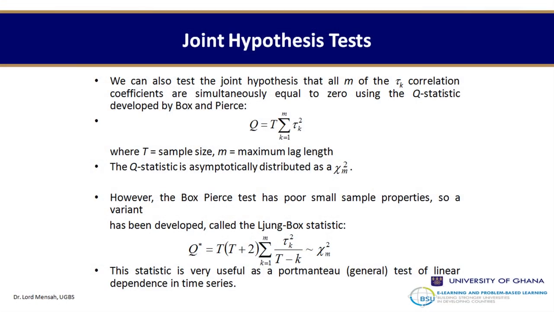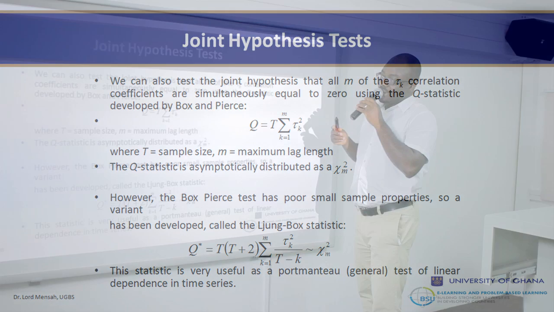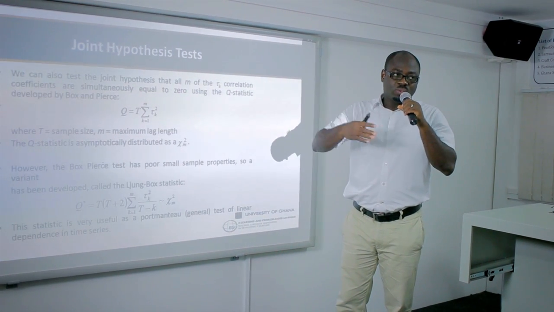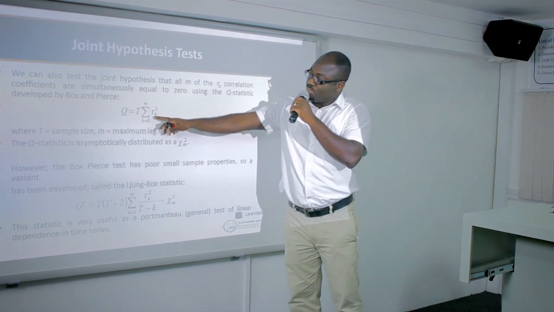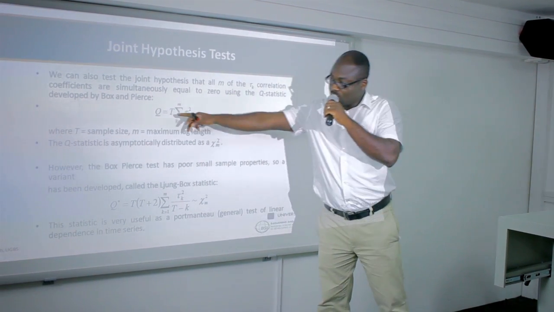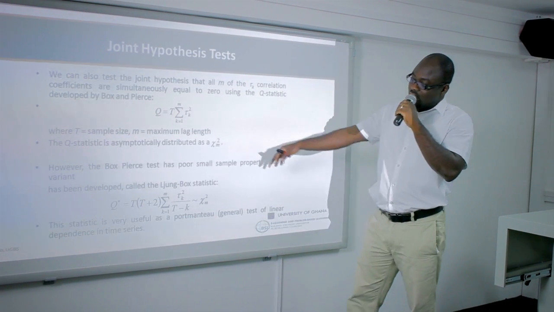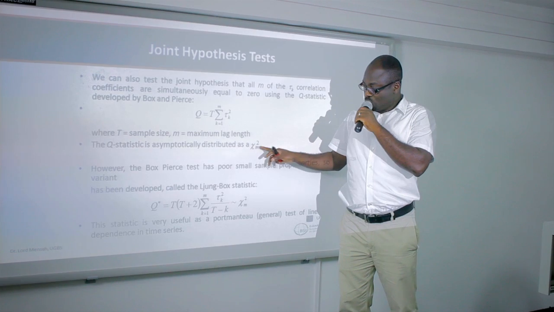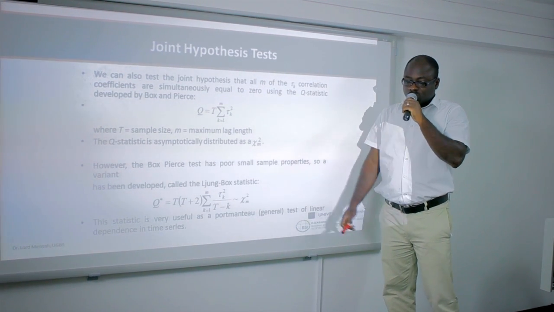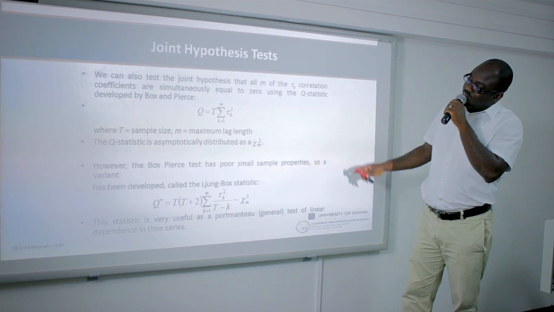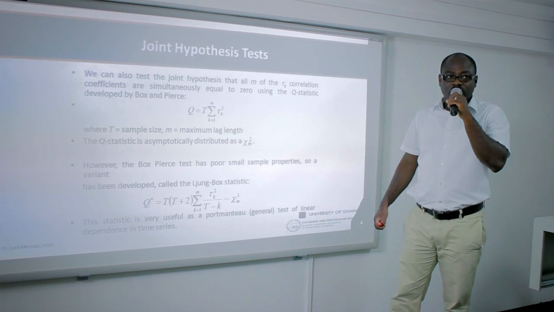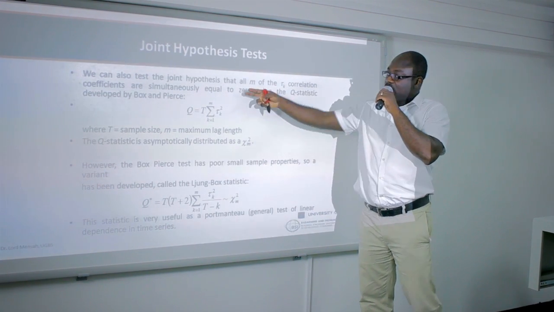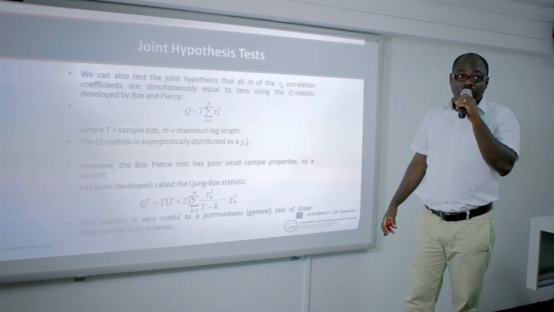We can test the joint hypothesis that all m of the tau k, the autocorrelation coefficients, are simultaneously equal to zero using the Q statistic developed by Box and Pierce. You compute the correlations between the series and its lags, sum them up, and multiply by the sample size, and that gives you the Q statistic. The Q statistic is asymptotically distributed as chi-square, so you compare the computed value to the critical value from the chi-square distribution table. If the test statistic is greater, you reject the null hypothesis that all the autocorrelations you computed are equal to zero.